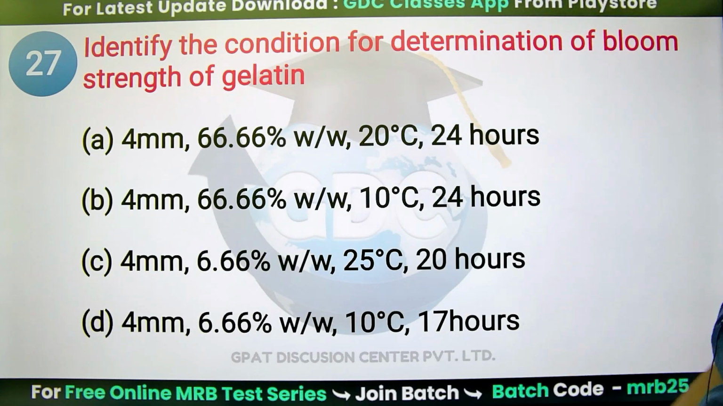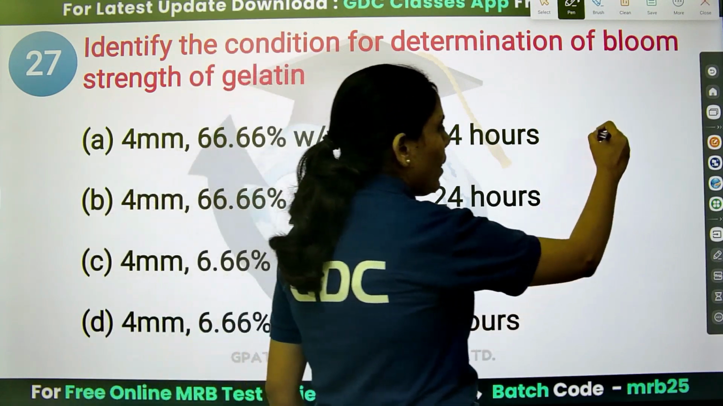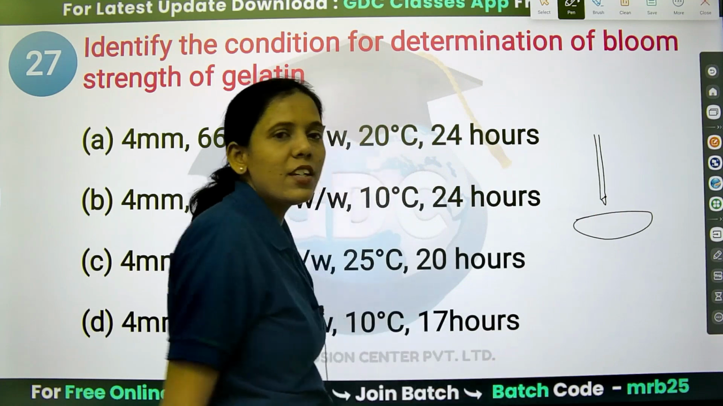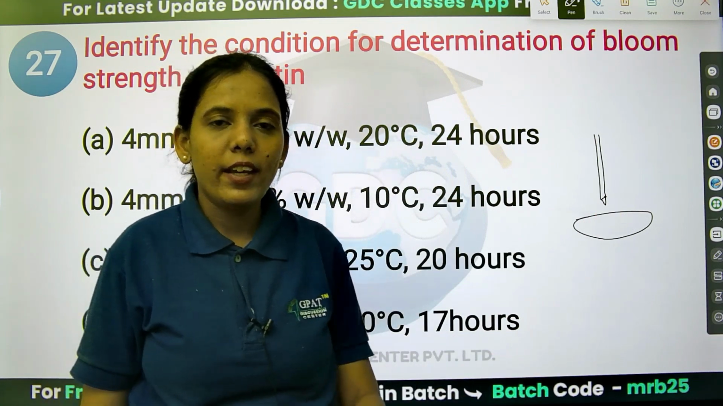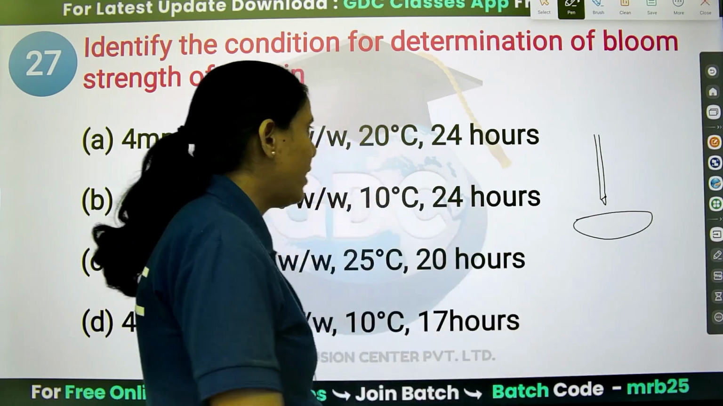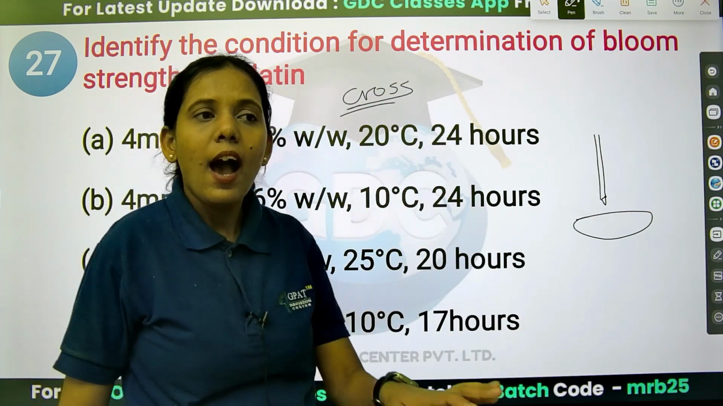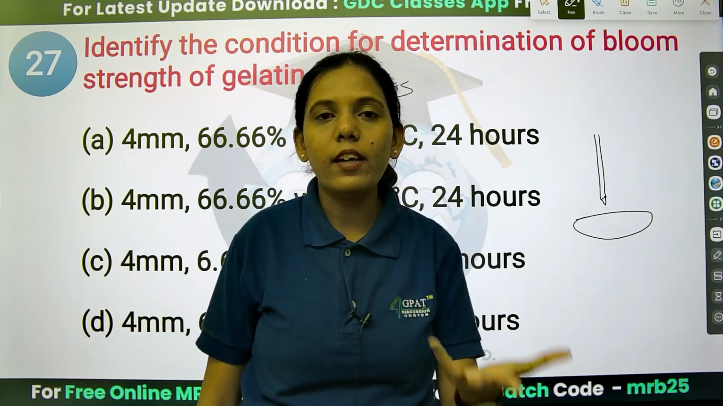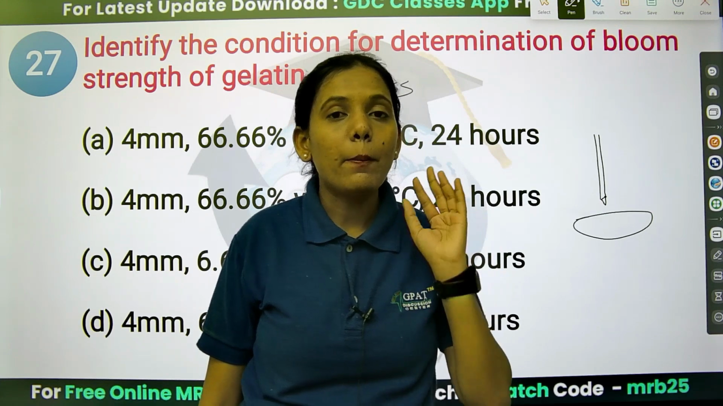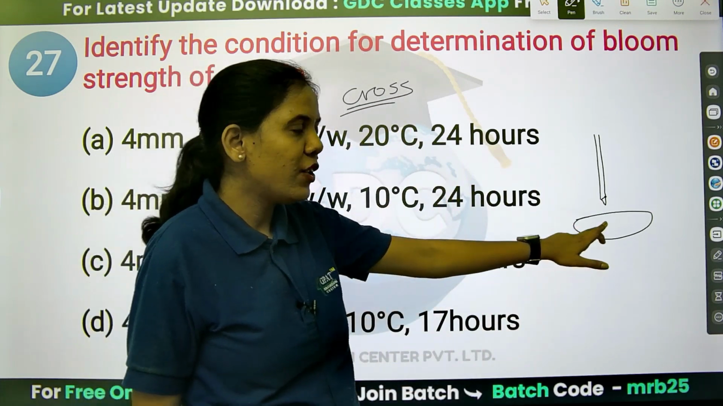Identify the condition for bloom strength. I will tell you what bloom strength is. So there is one plastic plunger, and this is a gelatin. Basically we are checking how much bloom strength it has. It tells you about the cross linking between the gelatin. Higher the weight of the gelatin, higher will be the cross linking. For that you should know the bloom strength. For example, if cross linking is very high, bloom strength will be very high. So this is the gelatin.